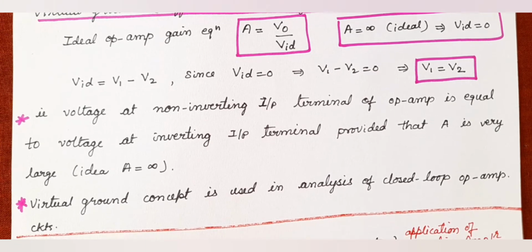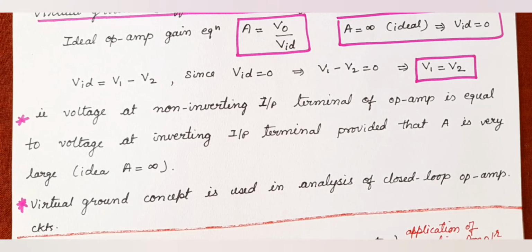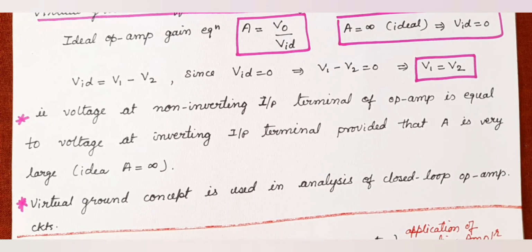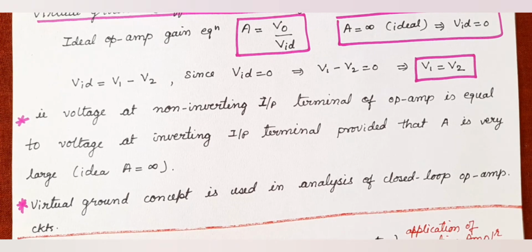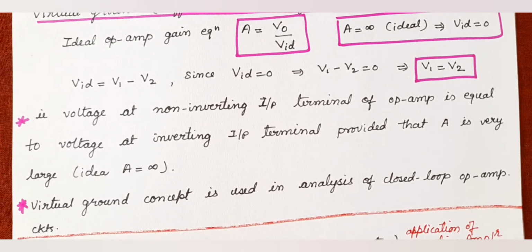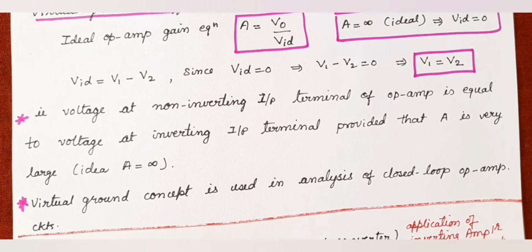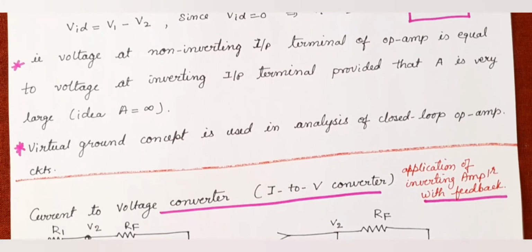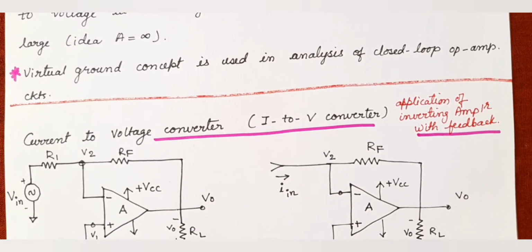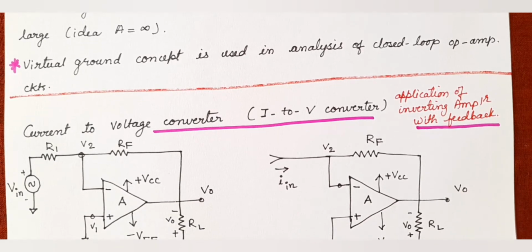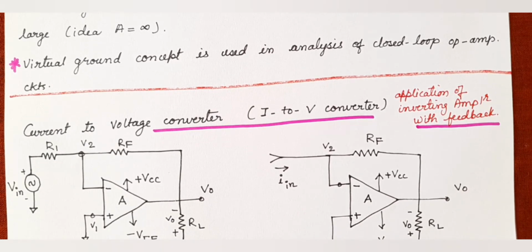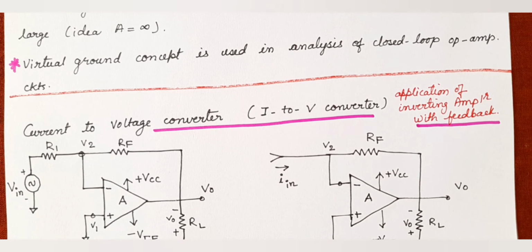Why is this concept required? The virtual ground concept is used in analysis of closed loop op-amp circuits, for example, for the derivation of gain, RIF, ROF and so on. The next topic of the class is current to voltage converter. In other words, we can say I to V converter.